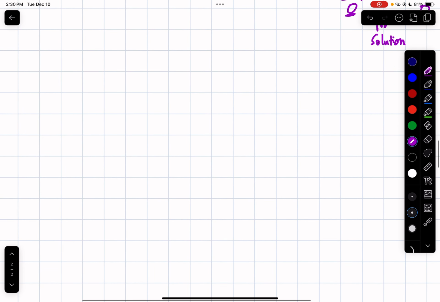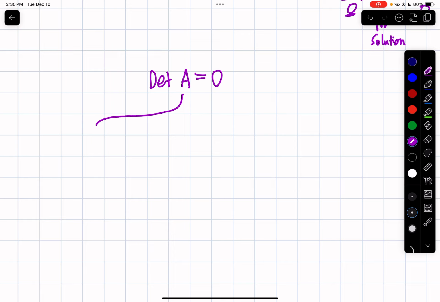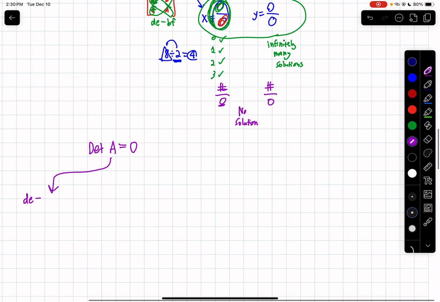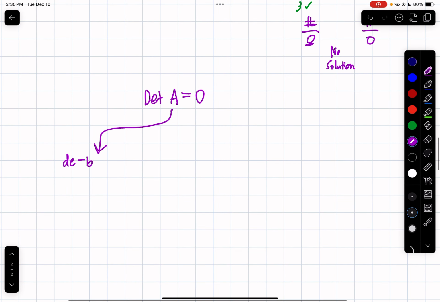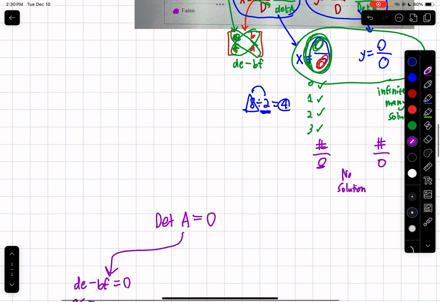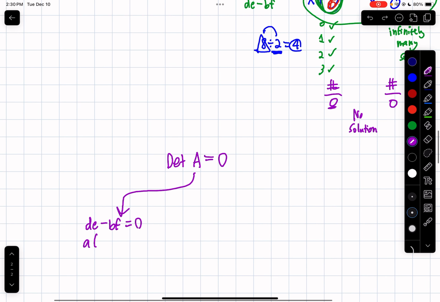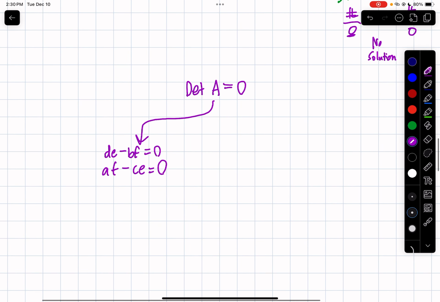Here's your main summary. If determinant of A equals 0, you've got 2 rows you can go down. Either DE minus BF equals 0, and then AF minus CE also equals 0, then this will be infinitely many solutions. You can remember it by thinking, these 2 zeros kind of look like an infinity symbol when you put them together.